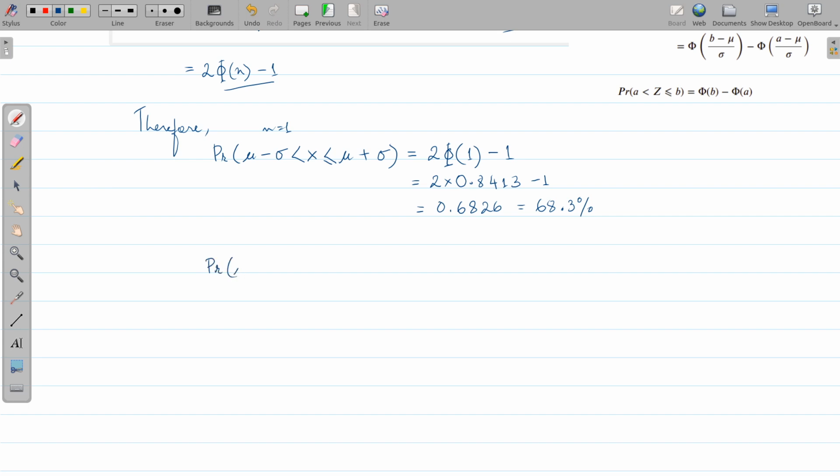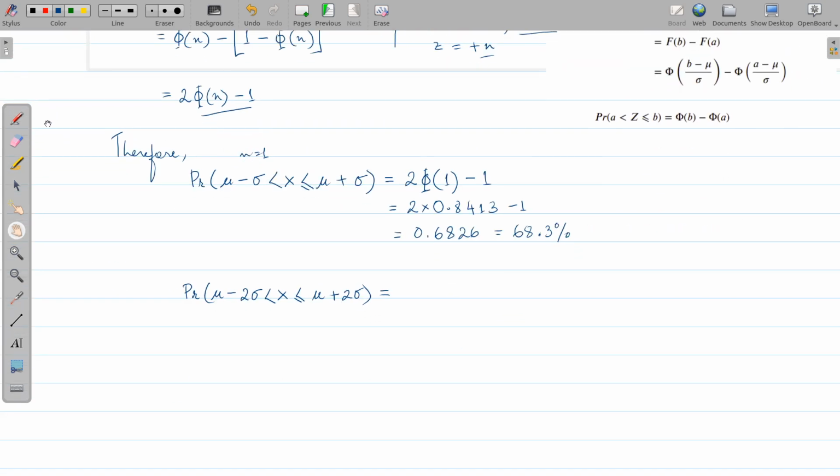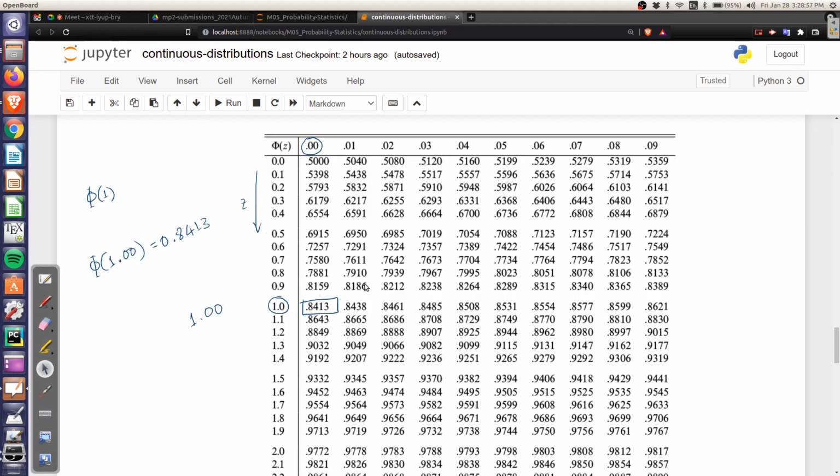What about the probability that it lies within 2 sigma? Mu minus 2 sigma less than x less than or equal to mu plus 2 sigma. What will be the answer? We'll just pick it up from here. It will be 2 into phi of n. In this case, n is equal to 2. So 2 phi of 2 minus 1. We need to find out what phi of 2 is.